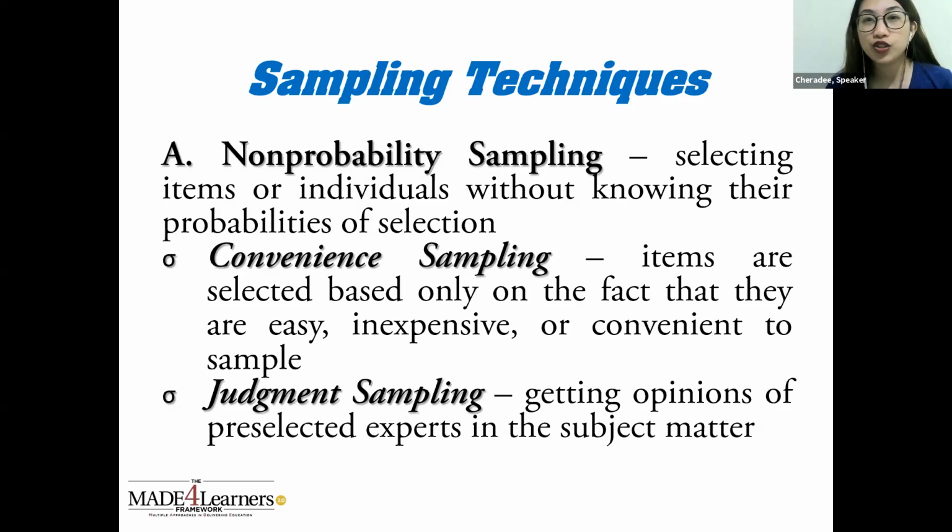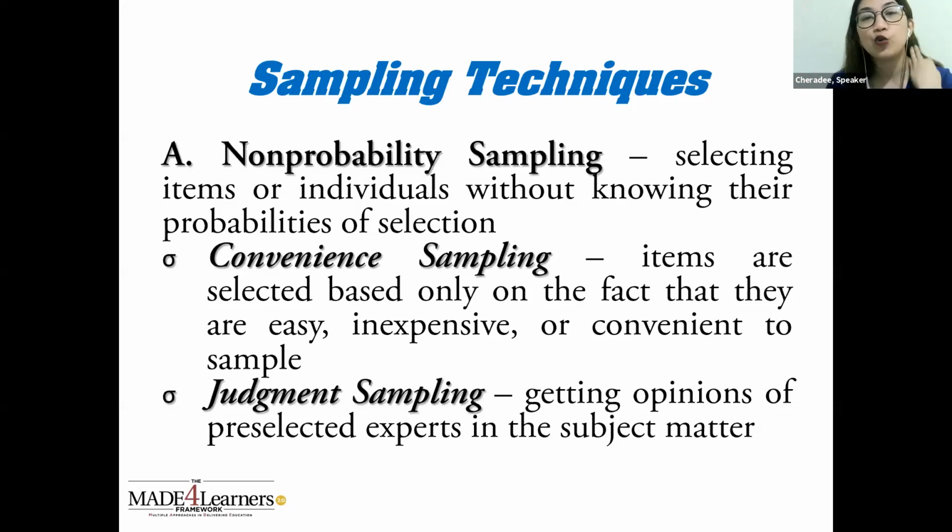If you know a friend who is a nurse, you can just give the form to them. You don't need to get data in the hospitals, who are you going to interview, so on and so forth. So that's convenient sampling. Judgment sampling, on the other hand, is you already pre-selected experts in your subject matter.